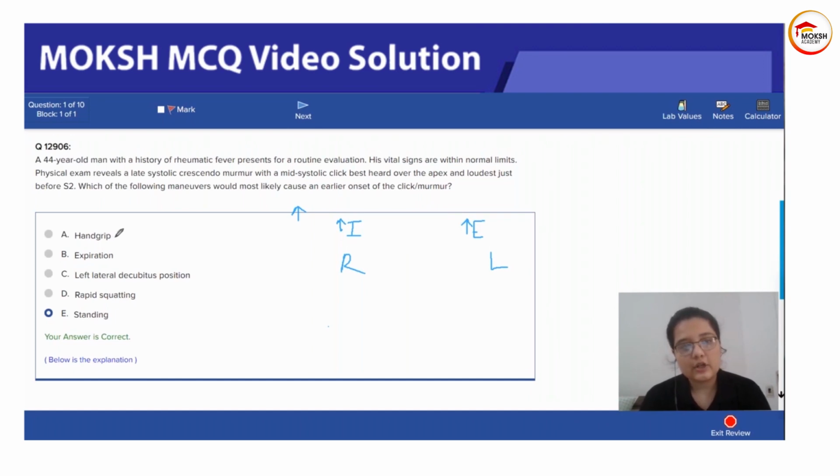Okay, so when we talk about hand grip or your rapid squatting, what happens is they increase your peripheral resistance, hence they increase your afterload. So whenever afterload is increased, a murmur will worsen. Afterload is decreased, murmur will decrease. It depends on blood volume. The more blood you give, the more turbulence there will be.